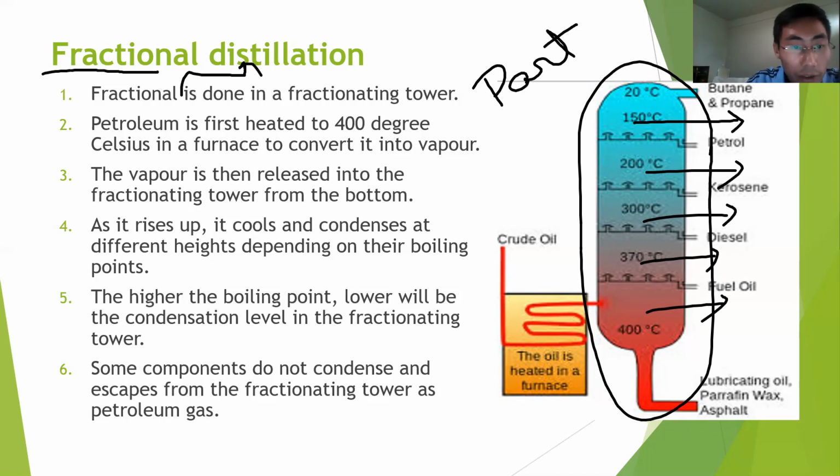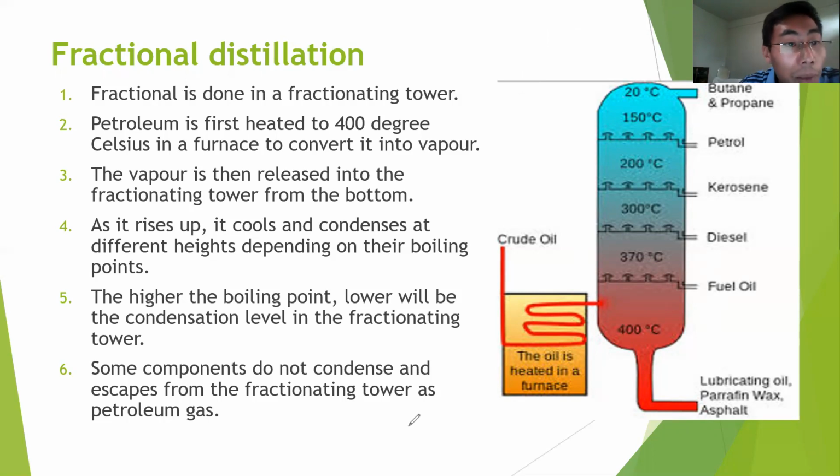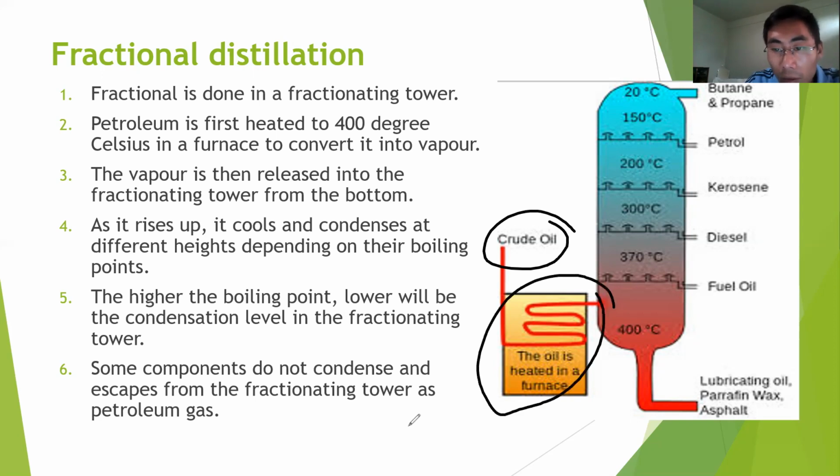Coming to the second point, petroleum is first heated to 400 degrees Celsius in a furnace to convert it into vapor. So the first thing that is done in fractional distillation is convert the crude oil into vapor by heating it in a furnace. This is your furnace. Now this crude oil is heated to a temperature of 400 degrees Celsius. When that is done, this crude oil will change into vapor.